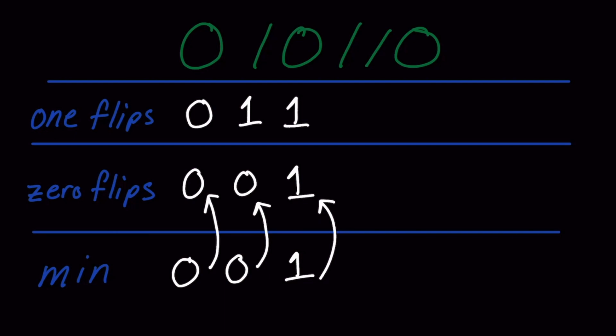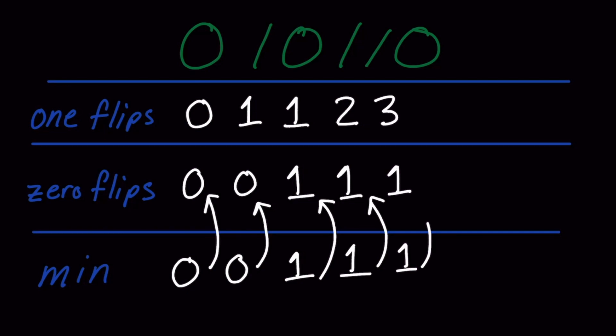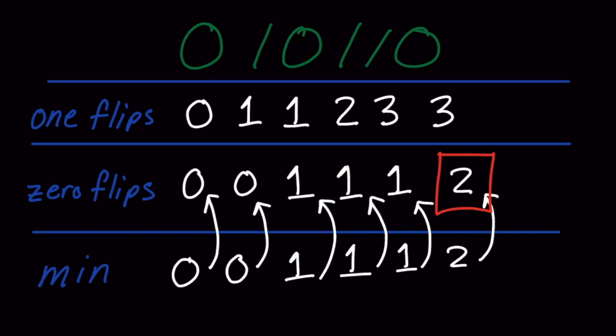We then see another 1, 1 flips increments to 2, 0 flips remains at 1, the minimum there is 1, so we continue. With the next 1, 1 flips increments to 3, 0 flips remains at 1, the minimum there is still 1, so we continue. With this last 0, 1 flips remains at 3, 0 flips increments to 2, so now the minimum of 3 and 2 is 2, and since we're at the end of our sequence, the number of flips that are required to make this a monotone increasing sequence is 2.